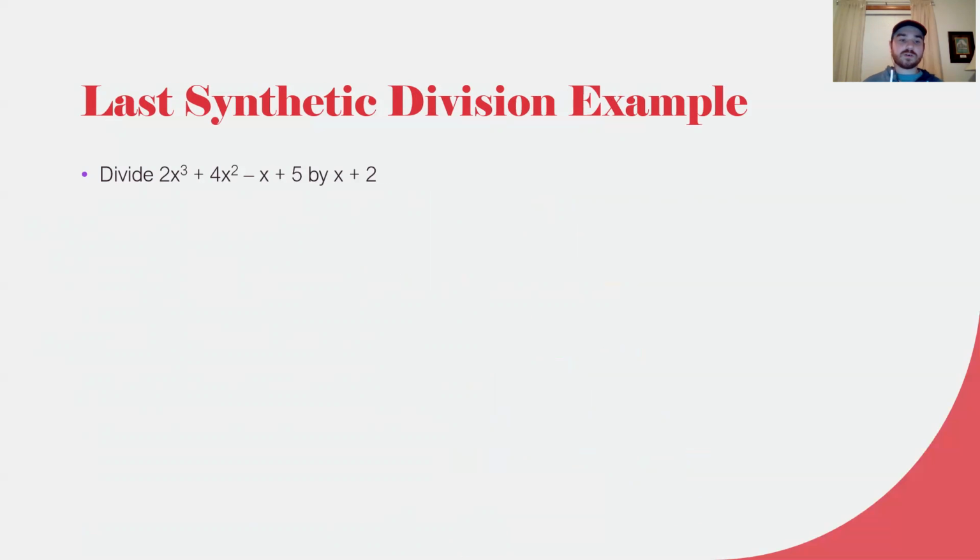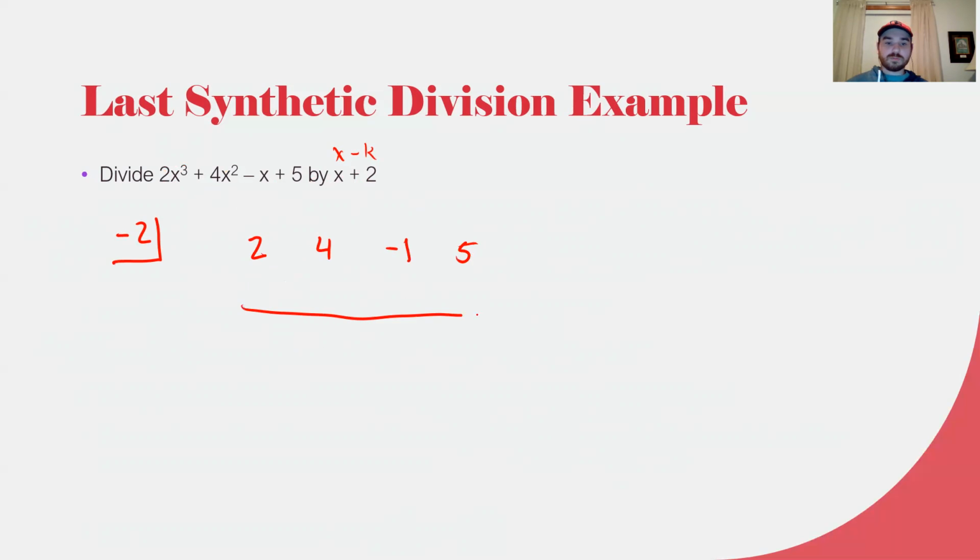So the last one we're going to go through is this 2x cubed plus 4x squared minus x plus 5 divided by x plus 2. Remember that this is x minus k, which means we need to flip the symbol. So we're going to have a negative 2 over to the left this time. Then we're going to write out all of our coefficients. This time they actually give us all of them. So we've got 2, we've got 4, we've got negative 1, and we've got 5.